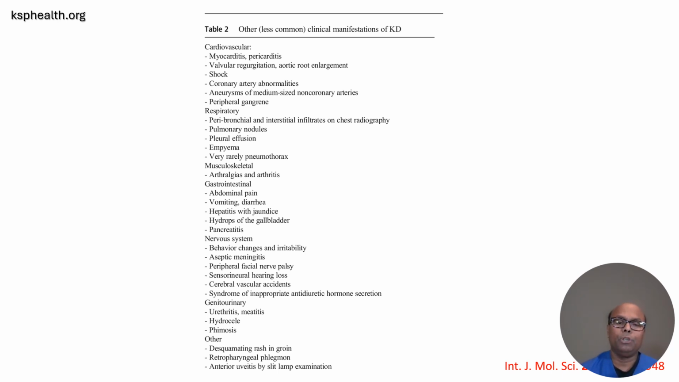nervous system: behavioral change, irritability, aseptic meningitis, peripheral facial nerve palsy, sensorineural hearing loss, cerebrovascular accidents; syndrome of inappropriate antidiuretic hormone secretion, urethritis, meatitis, hydrocele, phimosis, desquamating rash in the groin, and retropharyngeal phlegmon; and anterior uveitis by slit lamp examination.